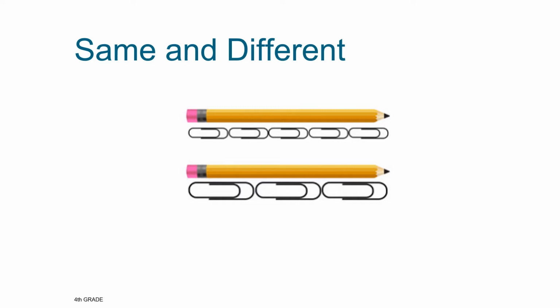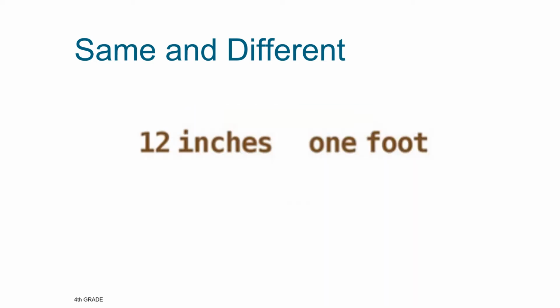When we measure with smaller units, in this case the smaller paper clips, it will take more of that unit to measure the object than if we used larger units. What is the same and different about 12 inches and 1 foot?